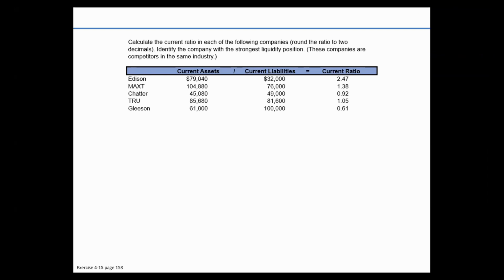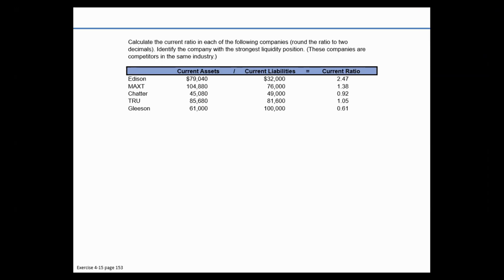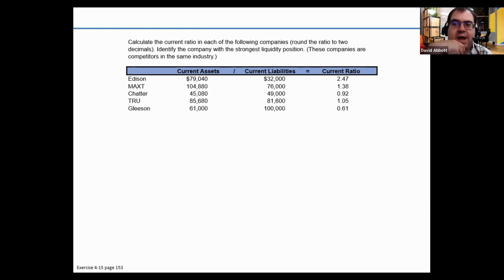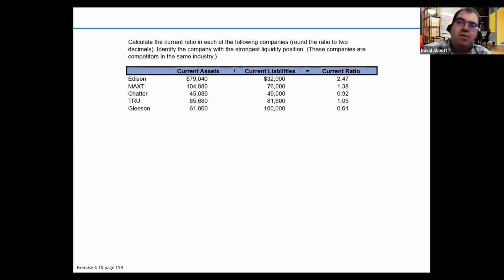Which means they have more revenue. I don't know, well, we're not looking at revenue. This is assets. So they have more assets. This has to do with their ability to pay their bills. The current liabilities are the bills that they have. So if you have more assets, you're in a stronger position, and you're not as likely to default on your bills.